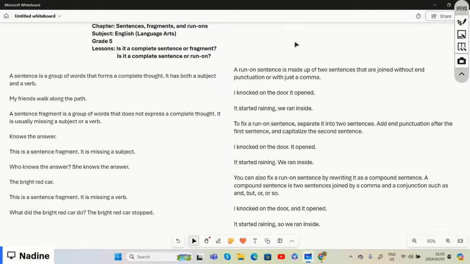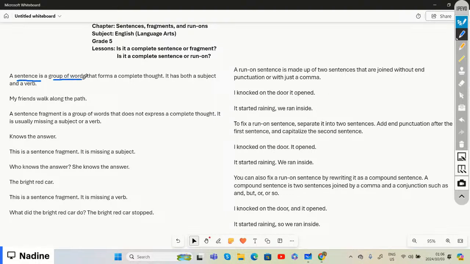Once again, a sentence is a group of words that forms a complete thought. Remember, it basically shows a complete thought. And it has both a subject, meaning it tells us who or what is doing the action, and a verb. It even tells us the action that they are doing.